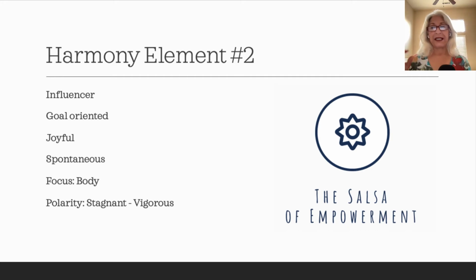Okay, so then our body focus here is actually the body for salsa. It's thinking about our health. How are we physically managing to live our life? And then the polarities, when you become in disharmony with empowerment, you might on one end be stagnant, and on the other end you might just be a little too vigorous, like, yeah, tone it down a little.